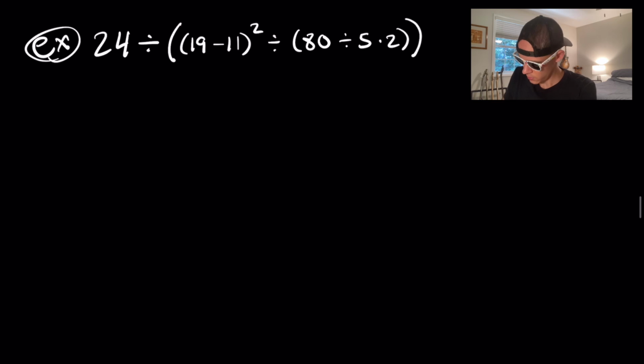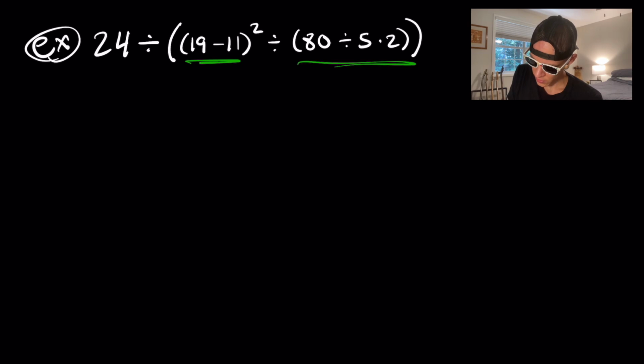All right. Here is 24 divided by all of that stuff. I don't even feel like saying it. So go into the parentheses, and we have this parentheses inside of the big parentheses, and then this set over here. So you can do both at the same time, but just be careful if you do. So I'll do this left one first. So we'll have 24 divided by 19 minus 11. That's going to be 8.